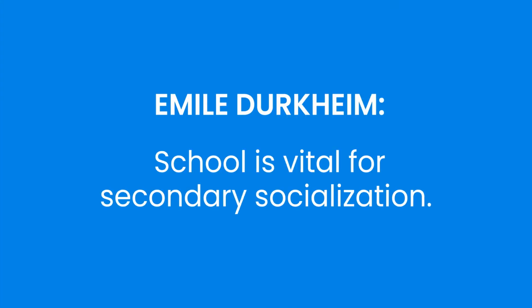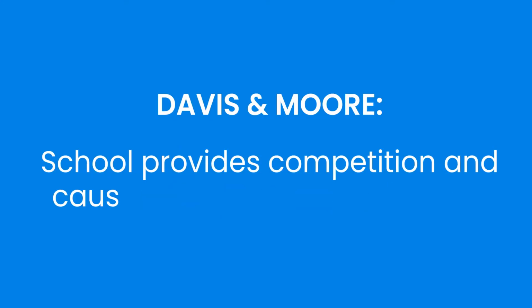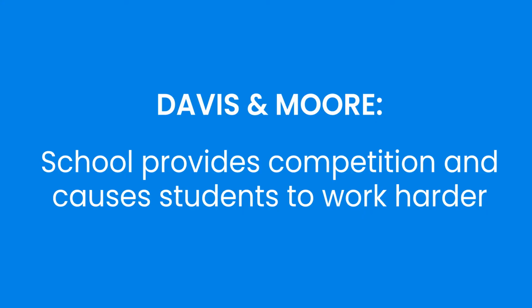So these functionalists are Emile Durkheim, who believes that school is a vital part of secondary socialization. Then we've got Talcott Parsons, who thinks that school treats each student based on their ability and treats them fairly. Then we've got Davis and Moore, who believe that school provides students with a sense of competition, which pushes them to work harder.